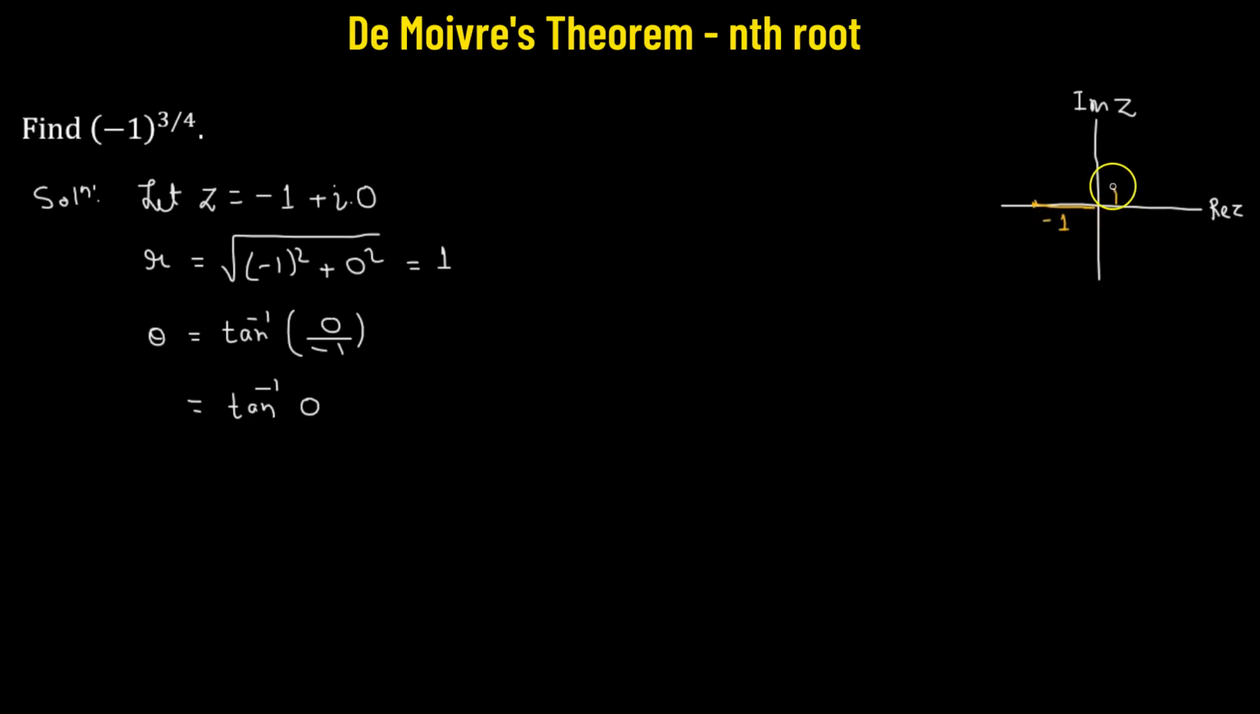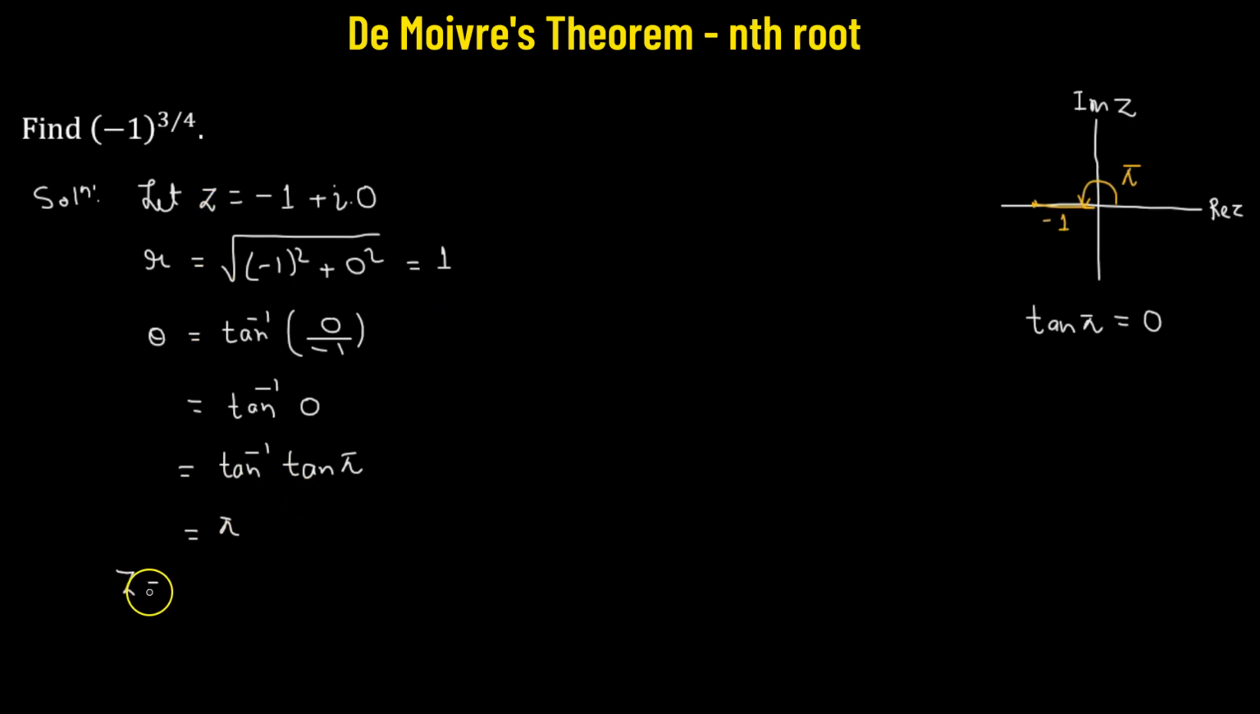Now to find the angle theta, we start from the positive direction of the real axis, so this is going to be equal to pi, meaning we can say that tangent of pi is equal to 0. We can replace the value of 0 with tangent of pi. We get tangent inverse of tangent of pi, which is going to give us a value of pi.